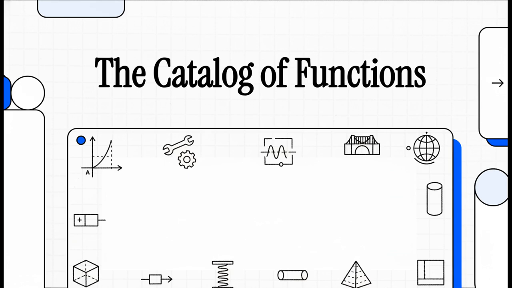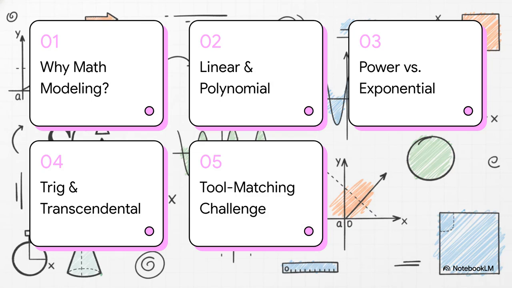You can really think of these as your fundamental building blocks, the absolute essential tools you're going to need in your mathematical toolbox for everything we do in calculus moving forward. Here's a quick look at how we're organizing our toolbox today. First, why mathematical modeling? Second, linear and polynomial models. Third, power versus exponential functions. Fourth, trigonometric and transcendental. And finally, number 5, your tool matching challenge.